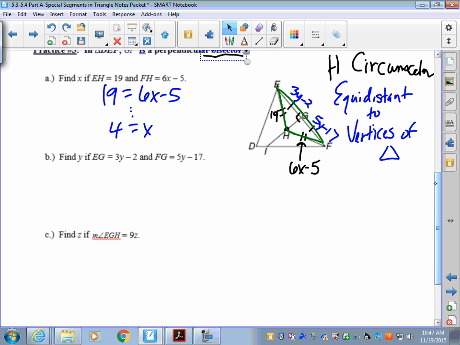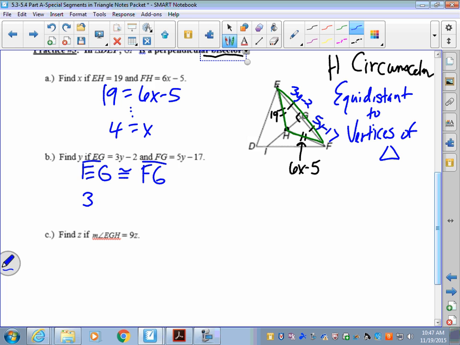here we saw that this is a perpendicular bisector, so that means G is the midpoint, and the side EF gets bisected, so EG is going to be congruent to FG. So hopefully we had 3Y. Most of you already did this. When I was checking, we had a good percentage of correct answers. And then you solve for Y.